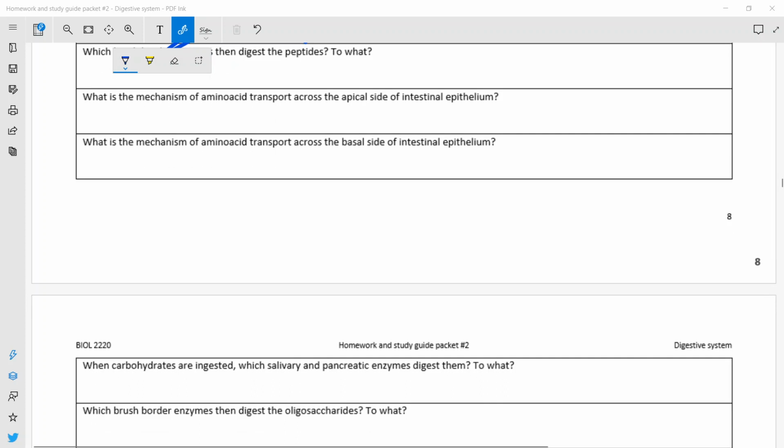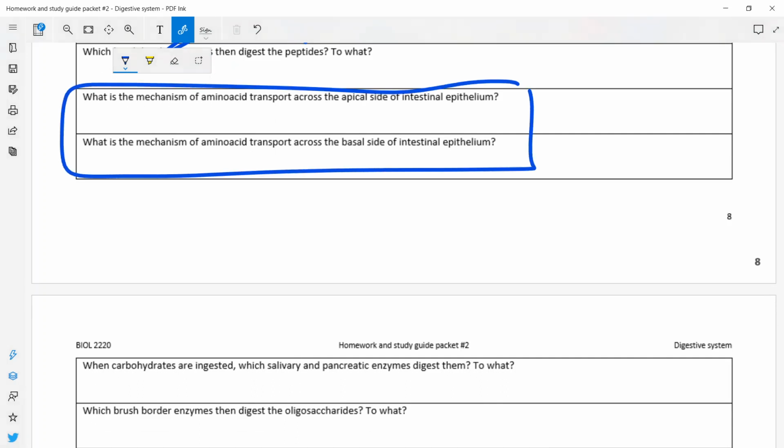Mechanism of amino acid transport. So it's really straightforward. On the basal side of intestinal epithelium, you have sodium-potassium pump, which creates sodium gradient across the apical side. The sodium gradient drives secondary active transport. So, for instance, amino acids are transported by secondary active transport on the apical side. It's active transport, and then they diffuse via basal side. They diffuse in the blood.